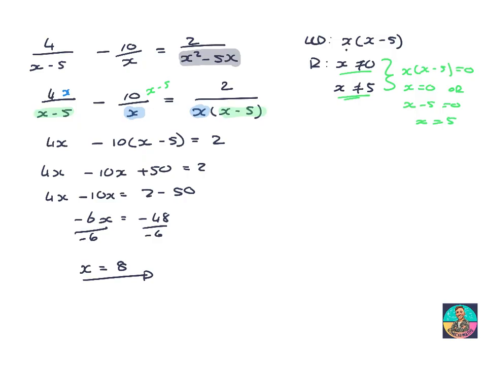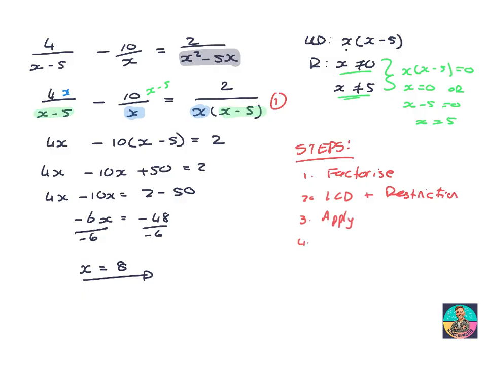So just to refresh our memory here, step number 1 was to factorize anything at the bottom, particularly the bottom, but the top can also work. We then find the LCD and our restriction. We applied these things and we solved. Nice and easy. And we're happy that our solution is not one of our restrictions.